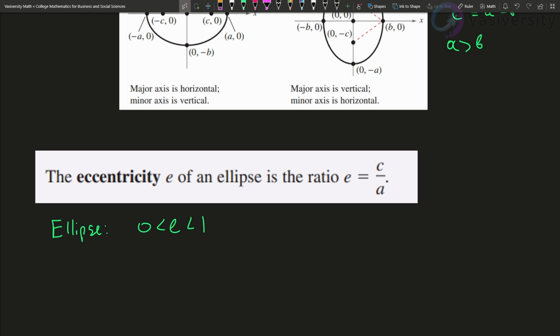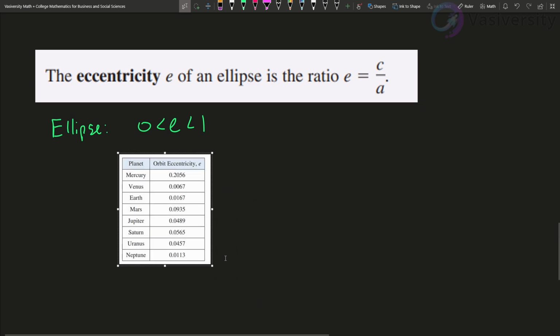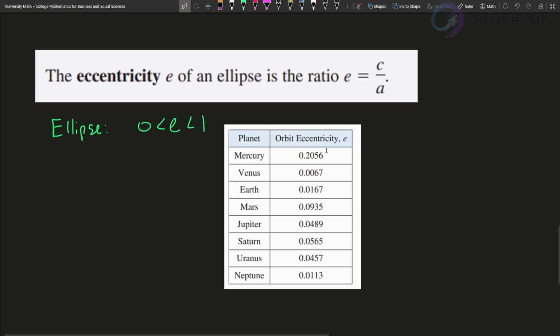So why is it important? Because we can use that in astronomy to study orbits. There are some interesting facts and values of the eccentricity of the orbits of planets. Some of the applications of ellipses are commonly used in aerospace engineering and astronomy. So here are the values for planets and orbit eccentricity. That's how we know how different orbits are affecting the ellipse here.